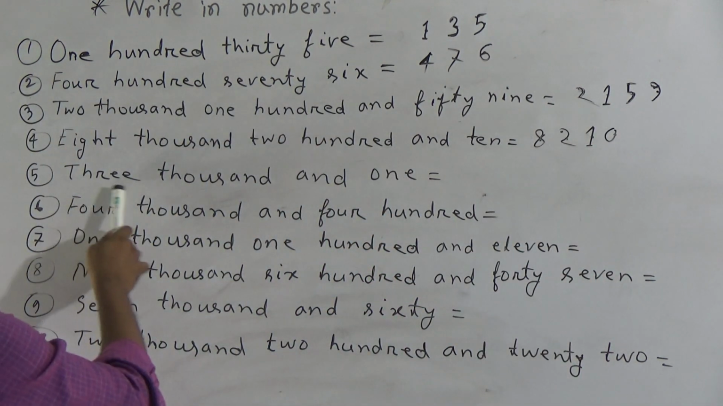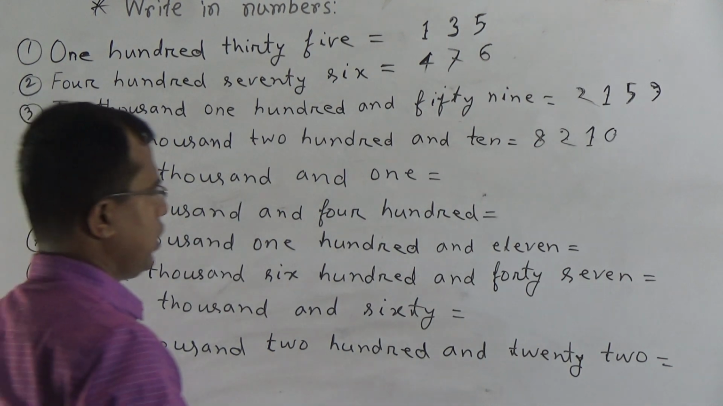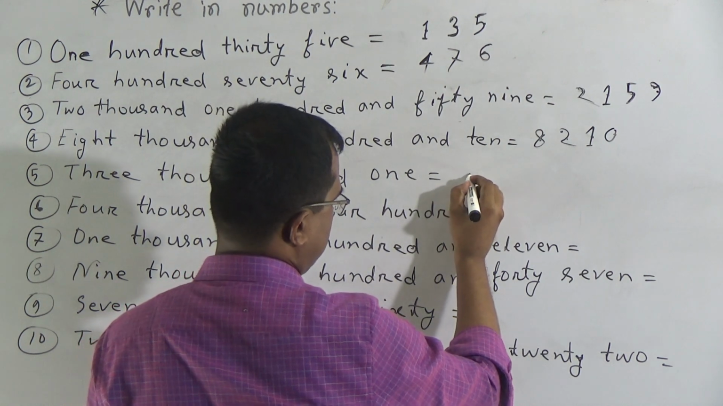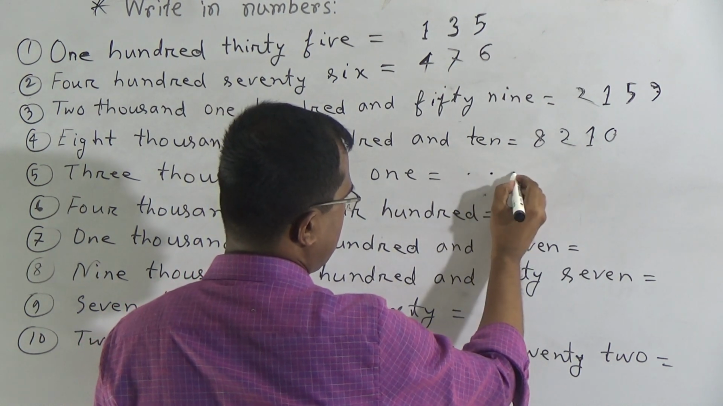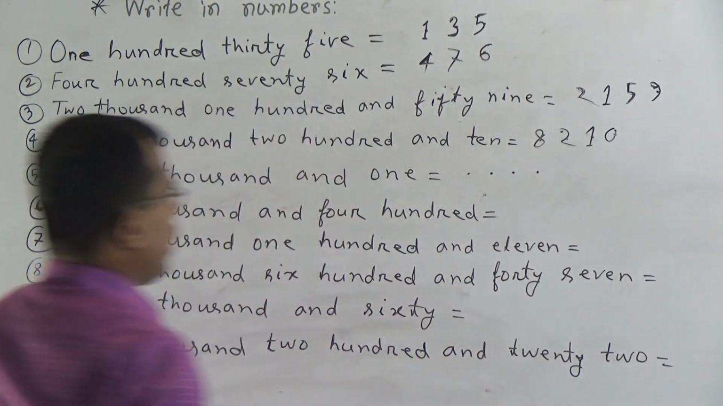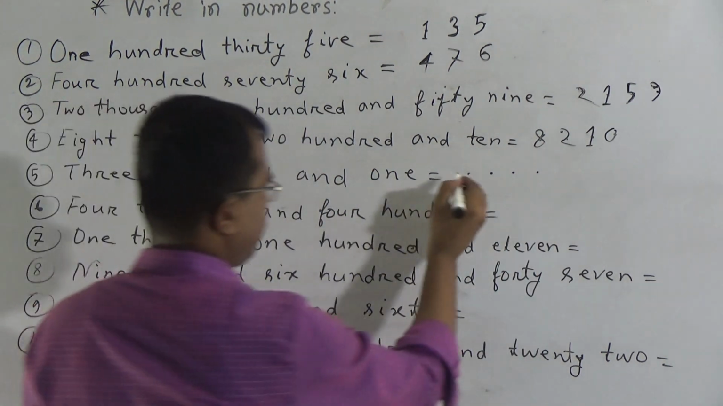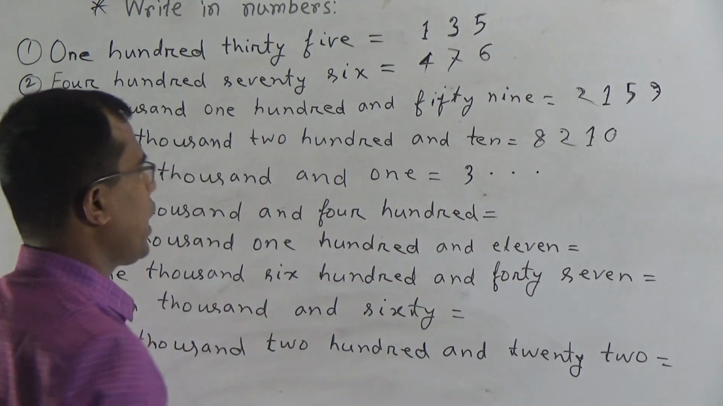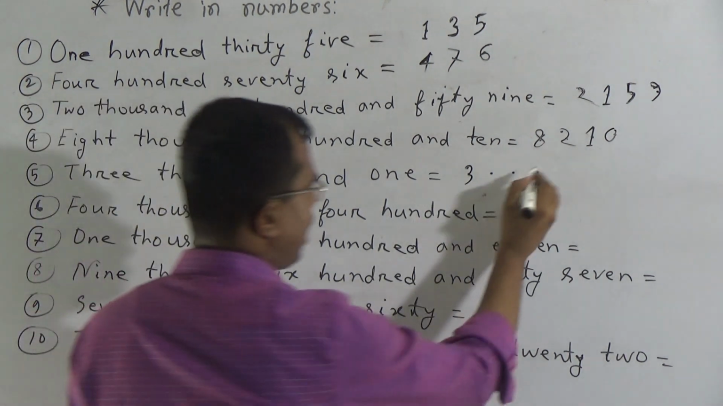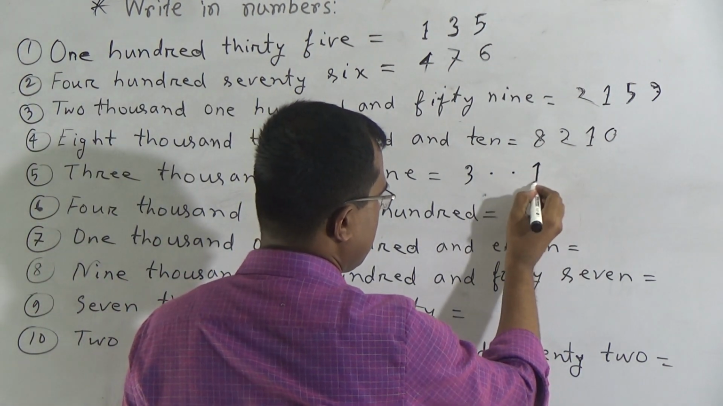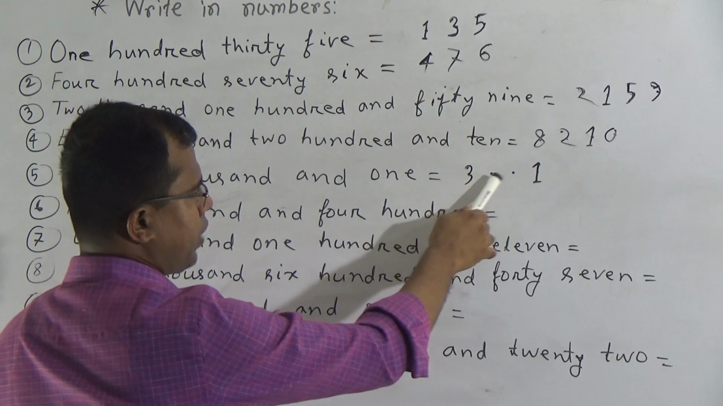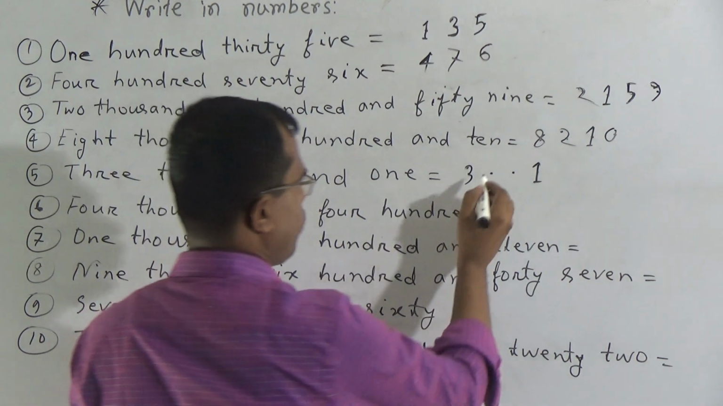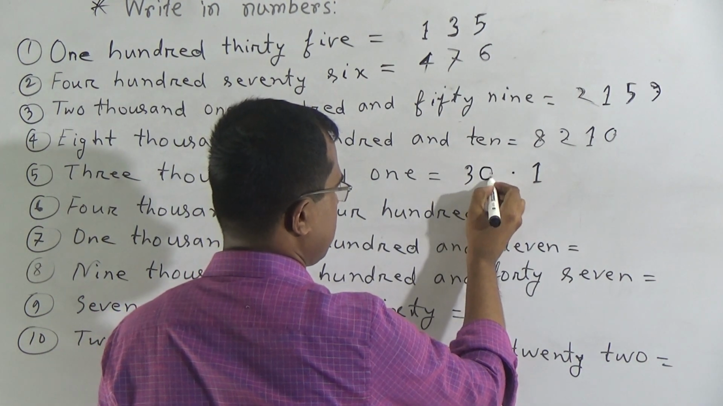Now number 5, 3001. Here the highest place is thousands, so we have to take 4 dots, 1, 2, 3 and 4. In the thousands place 3 will come. Then 3001, that means 1 will come in the ones place. So 2 places, that means the hundreds place and the tens place, are blank. So we have to put 0 in these 2 places.